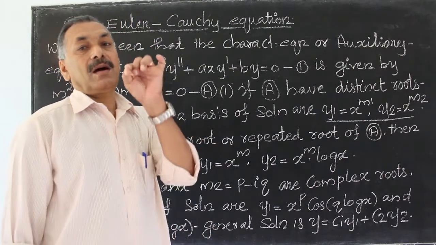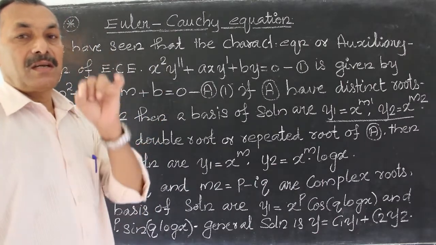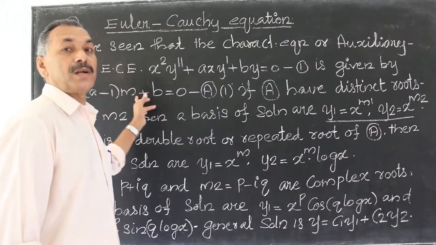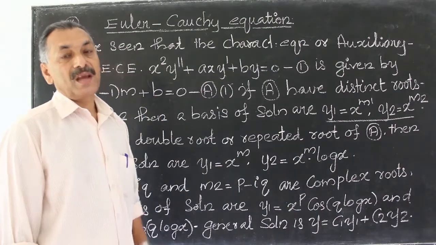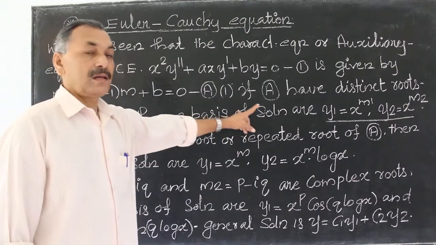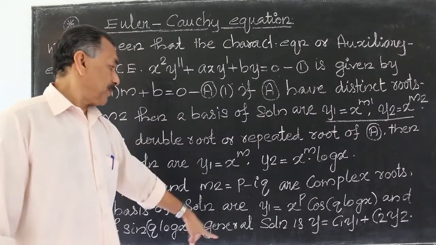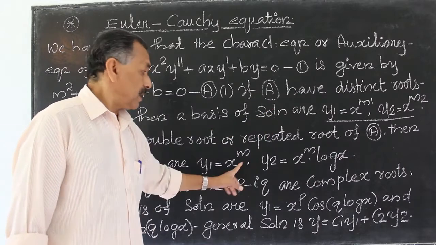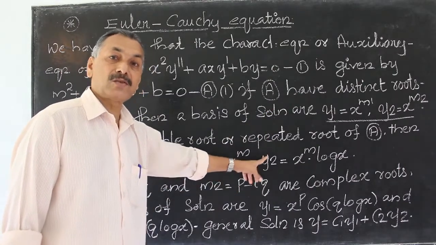And then the Euler-Cauchy equation has the characteristic equation m squared plus (a minus 1) m plus b is equal to 0, giving the characteristic roots. This is the repeated root case, this is the distinct roots case, and this is the repeated root basis of solutions.